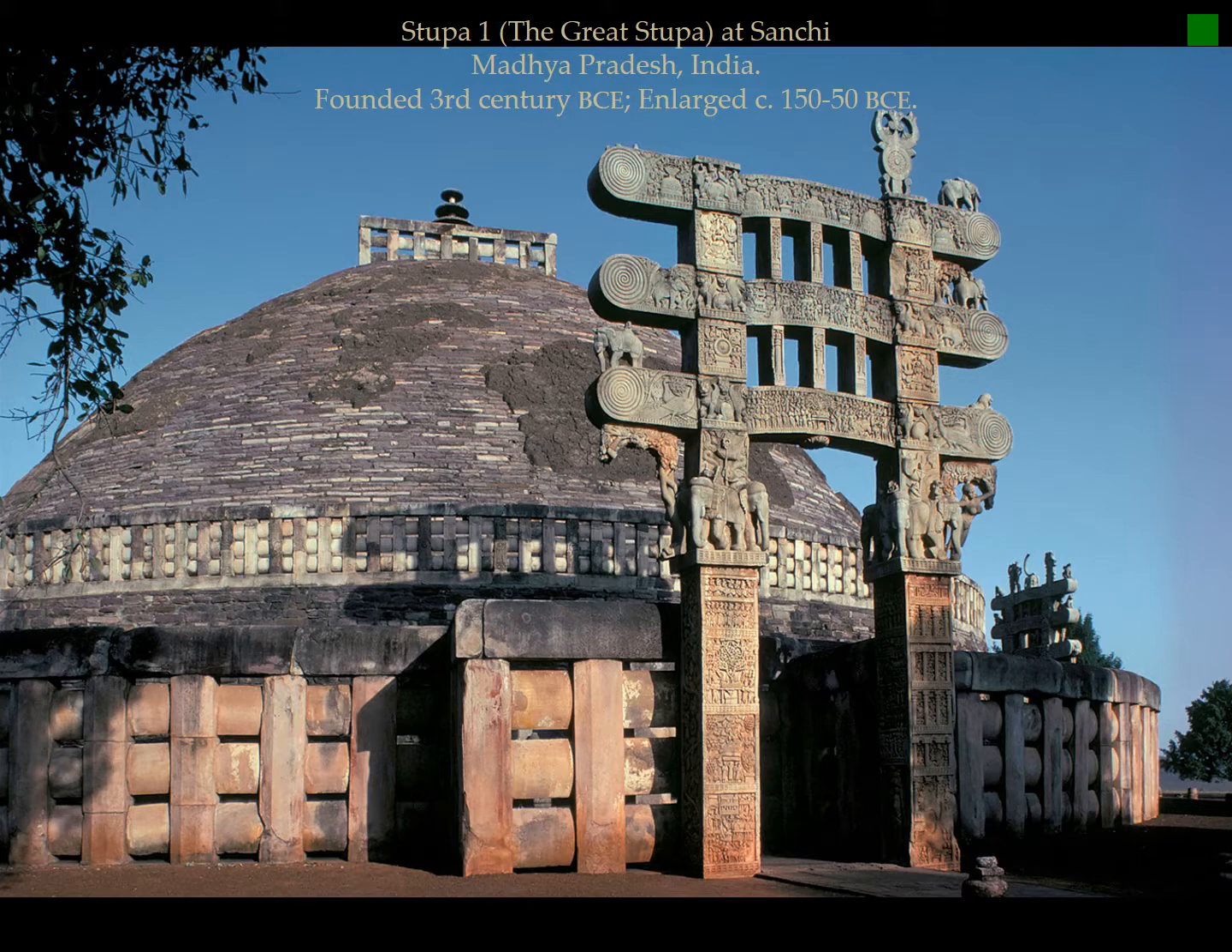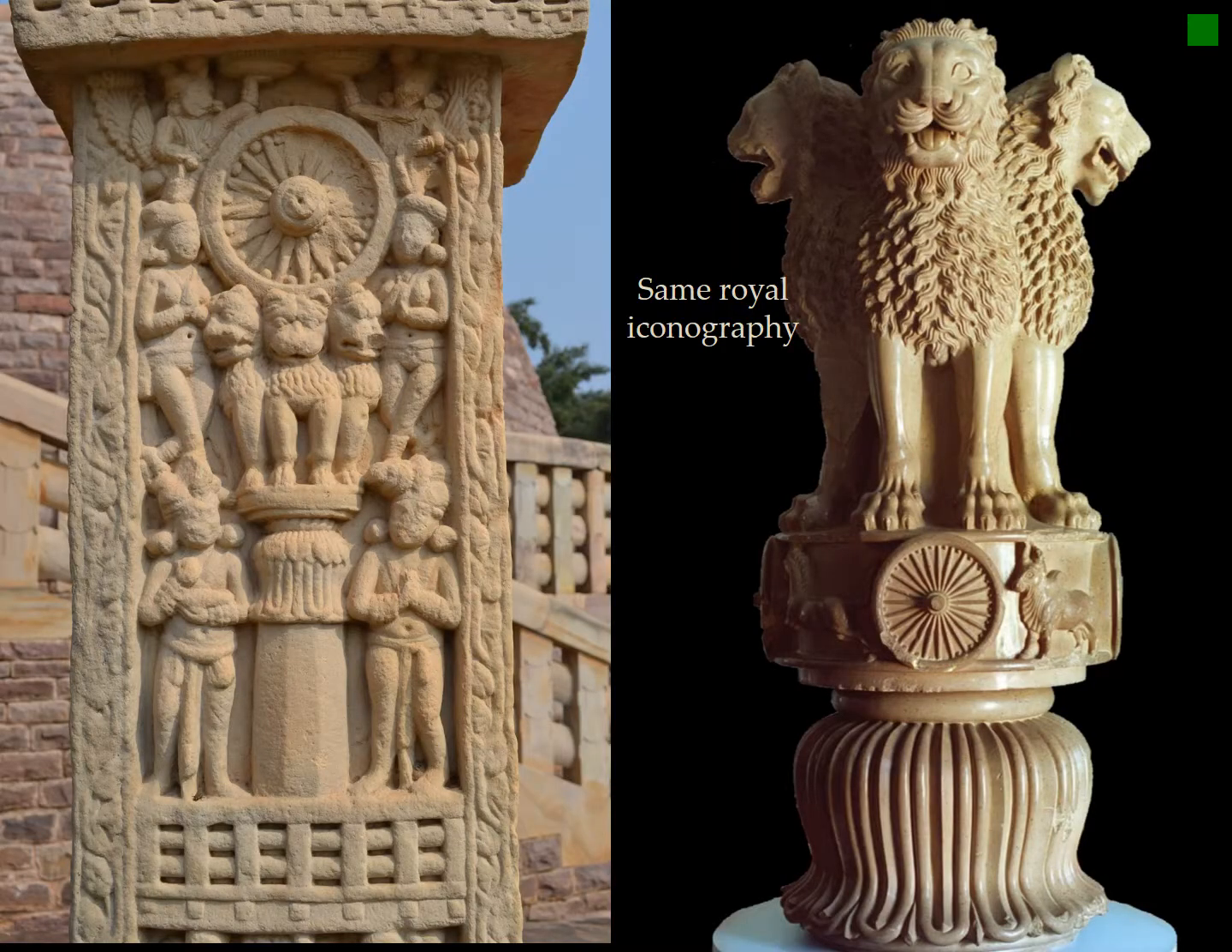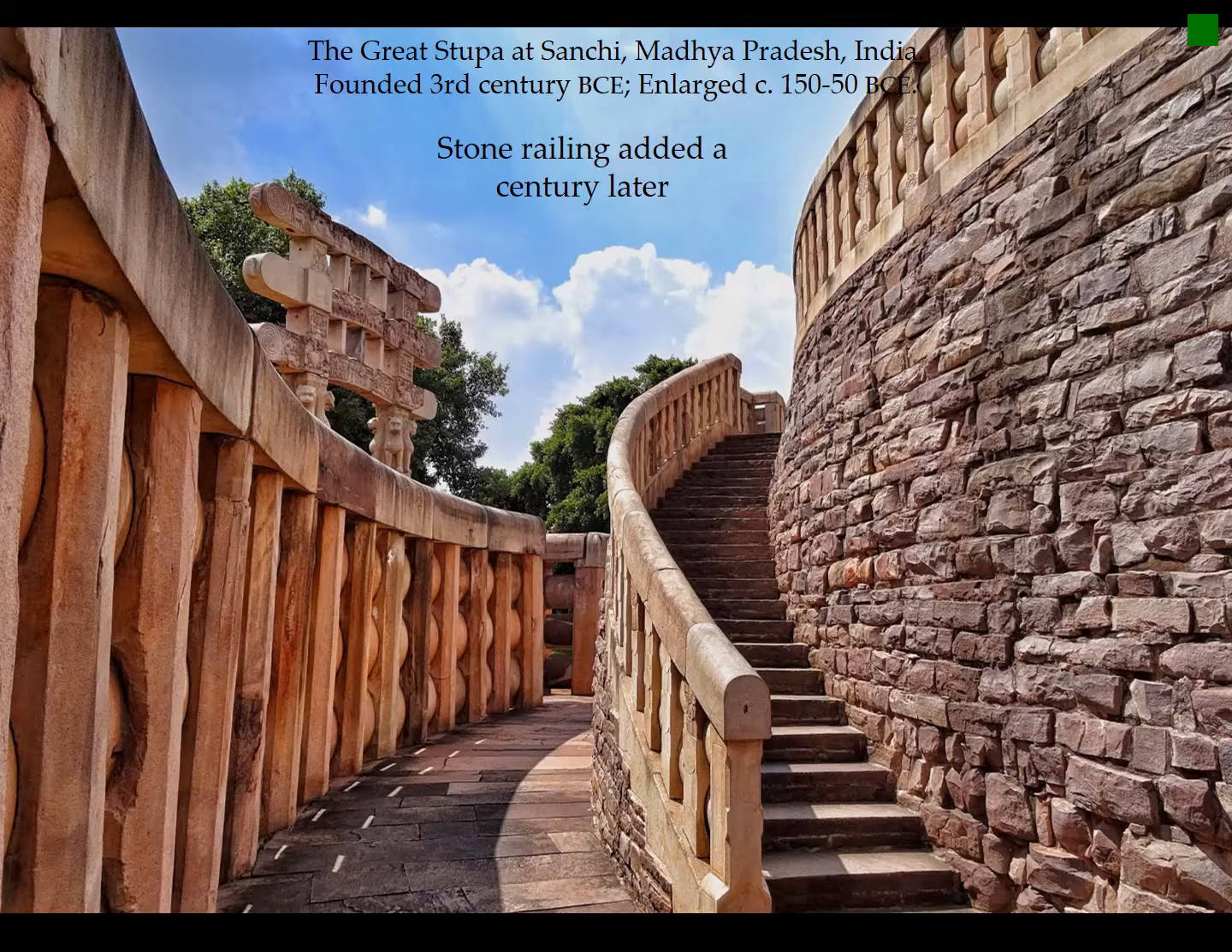Here we see the entryway with additional carved relief with figures on it, as well as the same royal iconography we saw in the Ashokan period with the columns. So we see the lions, the 4 cardinal directions relating to Buddha's speech as a lion's roar, as well as wheels relating to the notion of dharma in the same way.